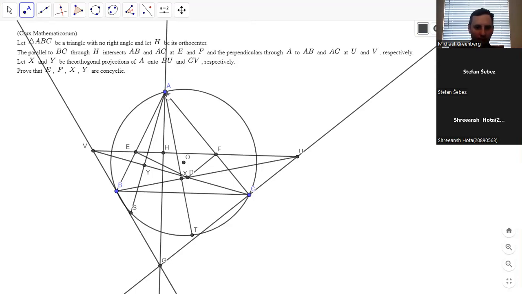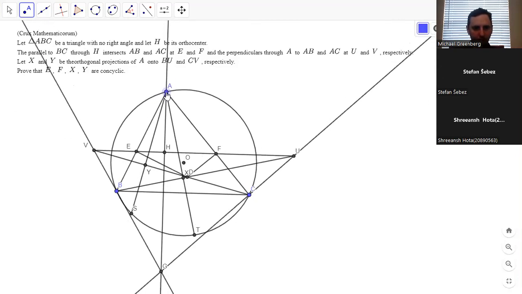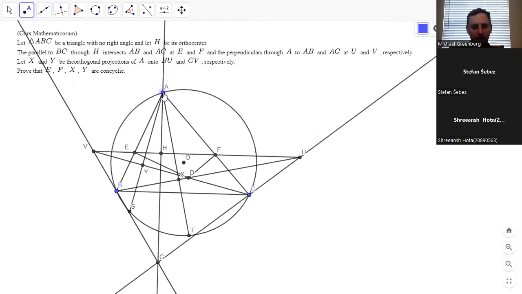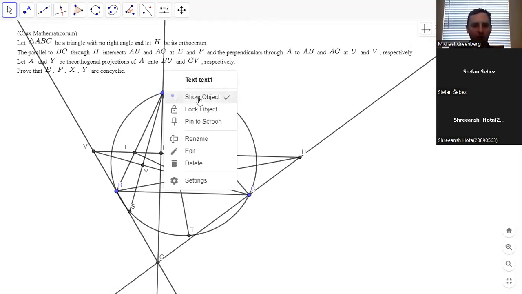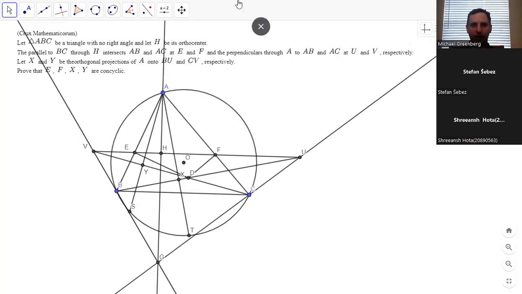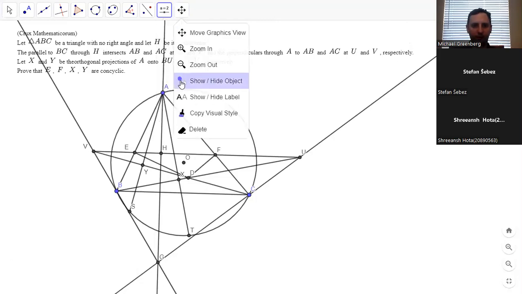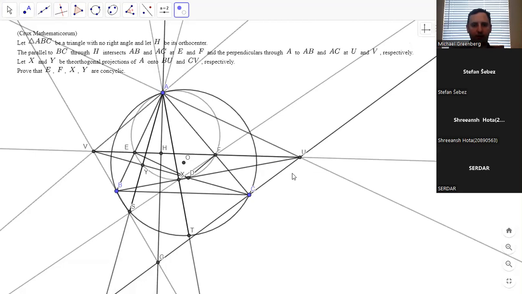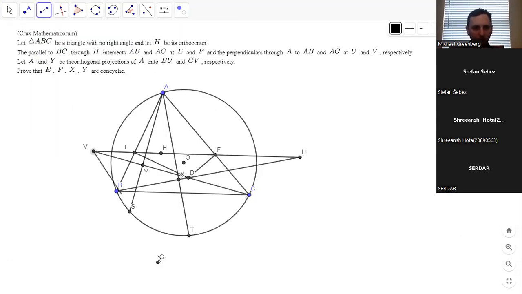So yeah, those three concur. That's an interesting observation. Let me draw back in AU and AV.